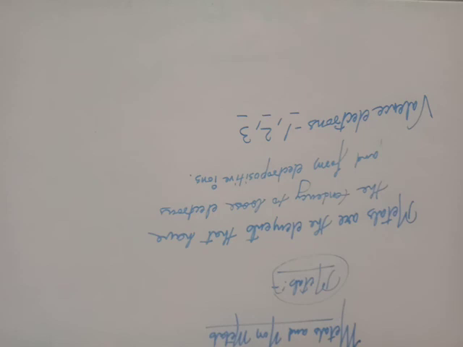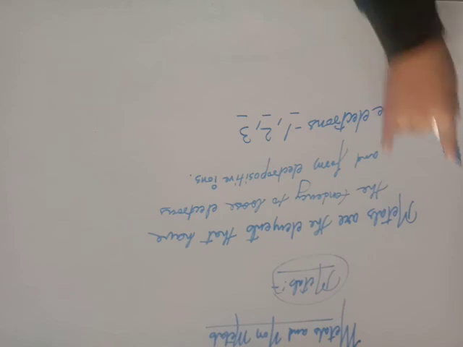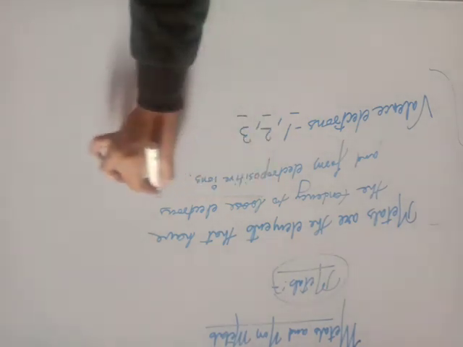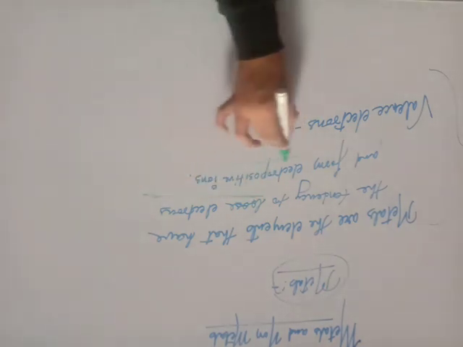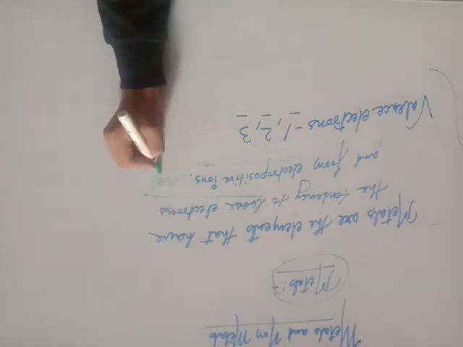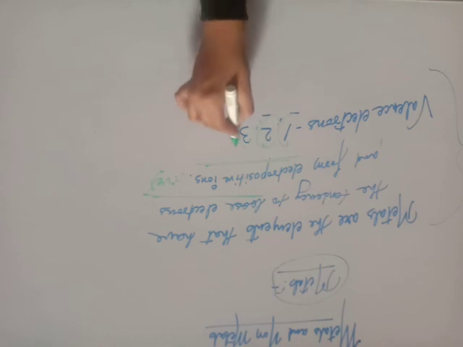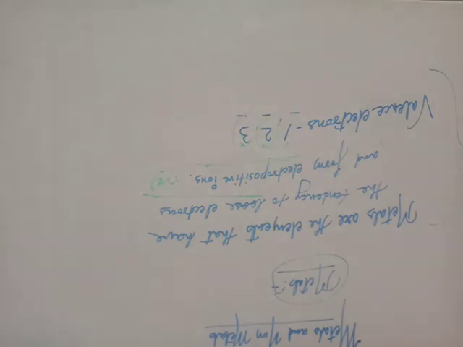So for the definition of metals, you have to write this much, that metals are the elements that have the tendency to lose electrons and form electropositive ions, that are positive ions, and their valence electrons can be 1, 2 or 3. So for this video, this much only.